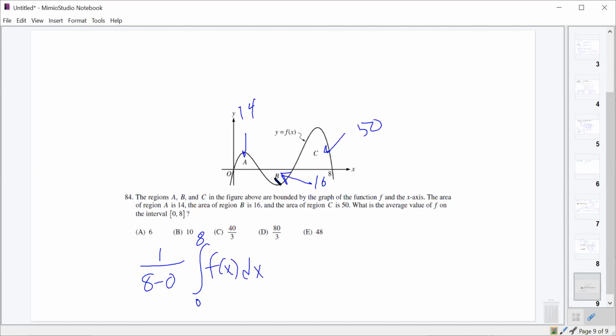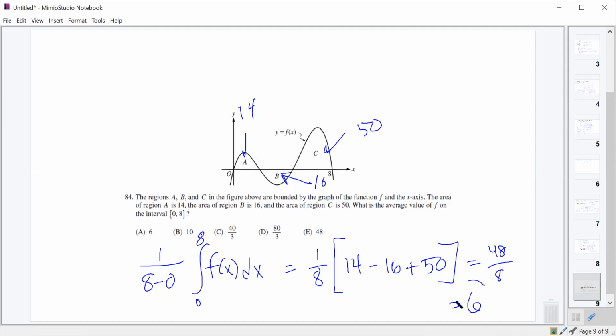The integral of f of x ought to be all the areas between the curves summed together. But remember that the integral of something above the x-axis is positive, but if it's below the x-axis, that's negative. So 14 minus 16 plus the 50. Looks like that's negative 2 plus 50, which is 48. 48 over 8 ought to be 6.